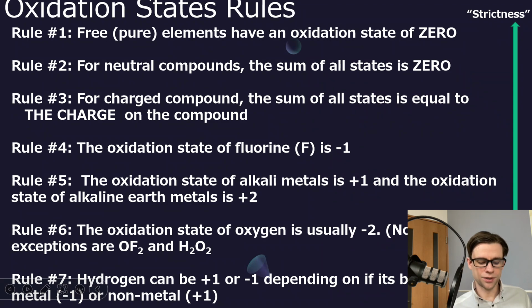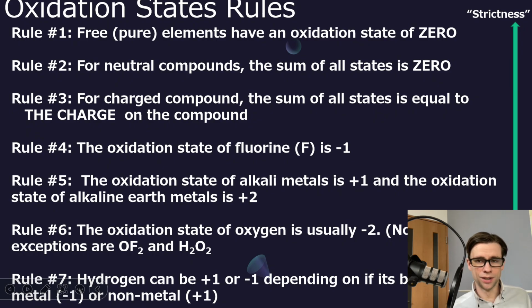Rule number 5, the oxidation state of alkali metals is +1, and the oxidation state of alkaline earth metals is +2. So these are metals with very low ionization energy. When they form chemical bonds with anything other than themselves, they will lose their electrons because basically anything else is more electronegative, so it will take the electrons from these guys.